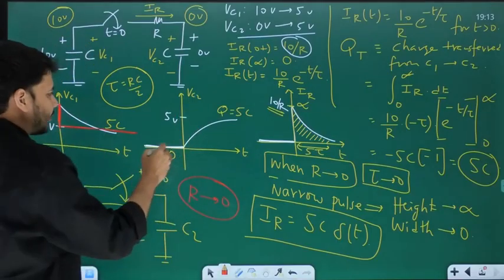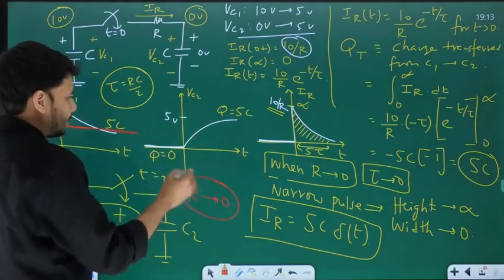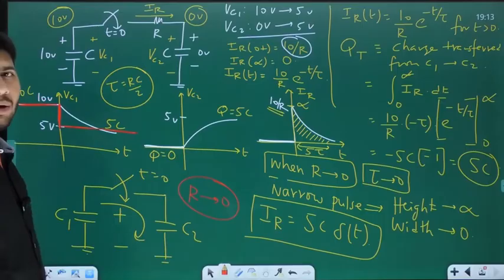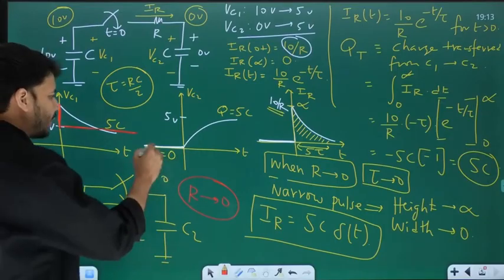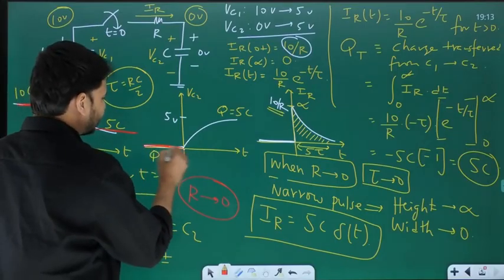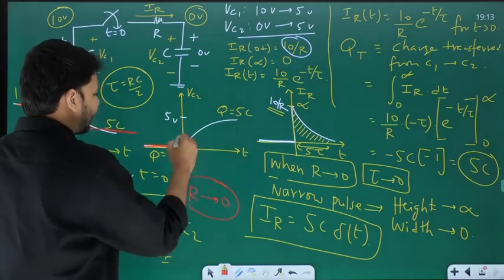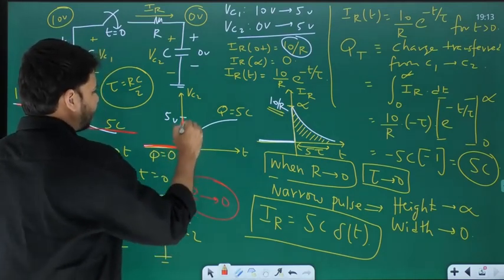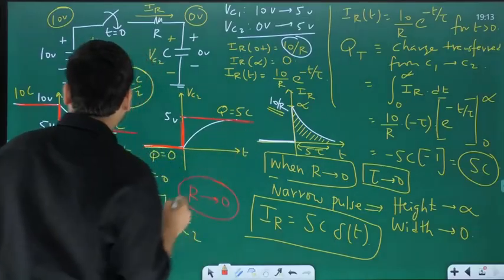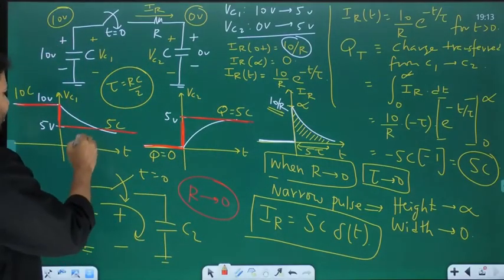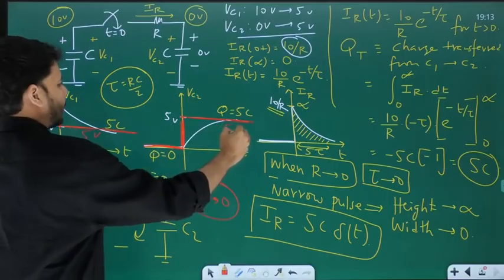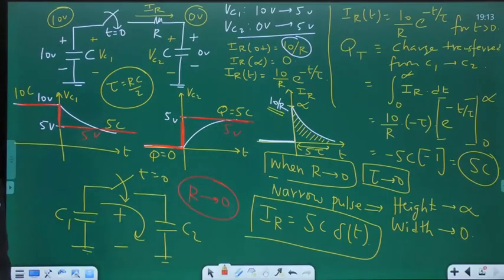Similarly for Vc2 also, the change is not going to be gradual. It is rather going to be instantaneous. Up to t equal to 0, Vc2 is 0. And suddenly at t equal to 0, it will jump to 5. It just remains at 5. So you can see for t greater than 0, both are at 5 volts. It should be right because both are in parallel.